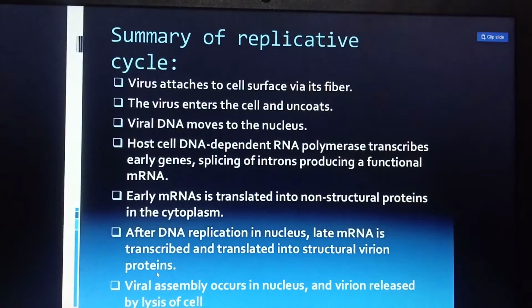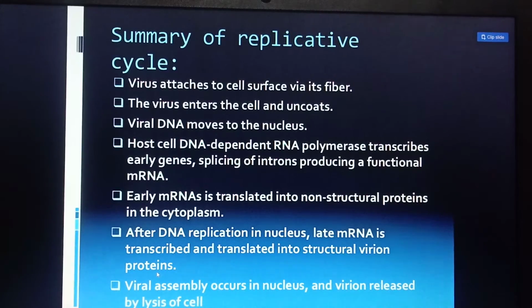Okay, so once again I am repeating. First, the virus attaches with its fiber to the cell surface, and after that it enters the cell and releases DNA that moves to the nucleus, where the RNA present in the cell acts as messenger RNA.